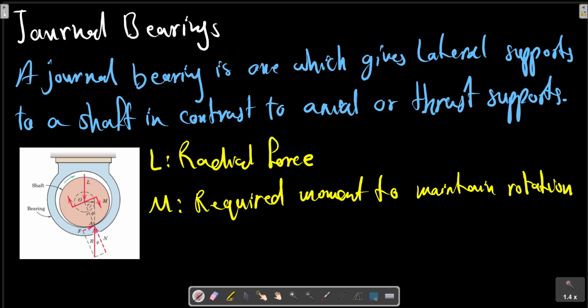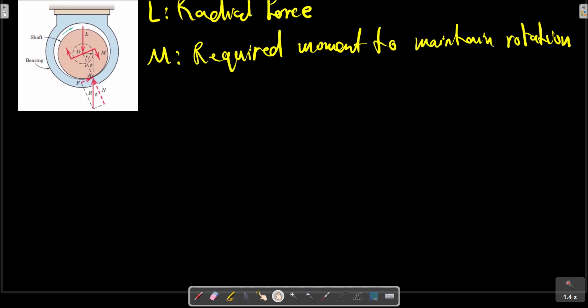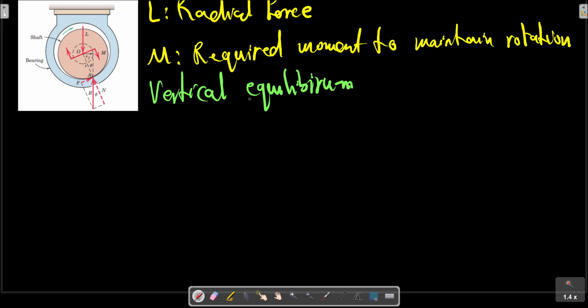The radial load L on the shaft will cause a reaction R at the contact point A. For vertical equilibrium, R must be equal to L.